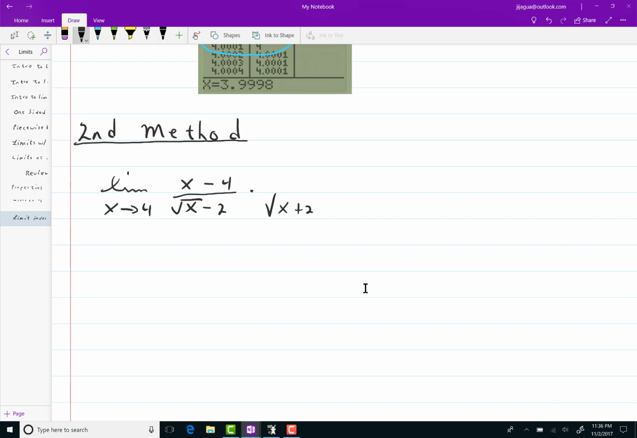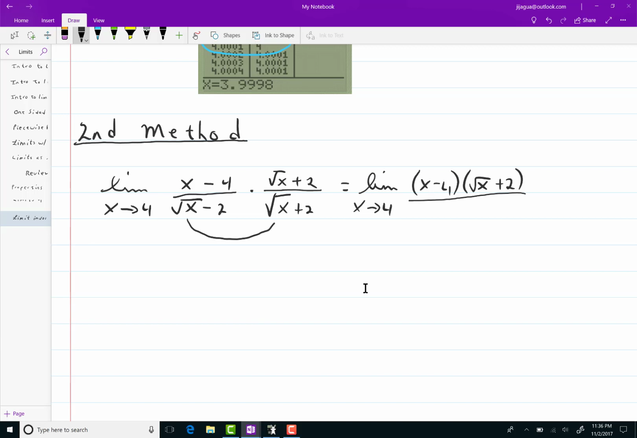In the denominator, the conjugate of radical x minus 2 is radical x plus 2. So I'm going to multiply the numerator and denominator by radical x plus 2. In the numerator, I'm not going to multiply it out; I'm going to leave it as x minus 4 times radical x plus 2. However, in the denominator, if you use the difference of squares formula, or just the FOIL method, radical x times radical x gives me x. Then I get 2 radical x minus 2 radical x, which cancel out, but negative 2 times 2 will be negative 4.